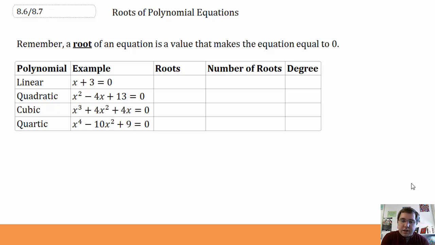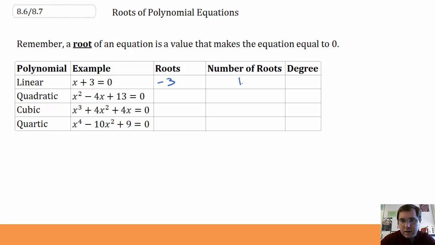Take the linear equation, x plus 3 equals 0. That's easy to solve. I just subtract 3 from both sides, and x equals negative 3. So the value for x that would make the equation equal to 0 is negative 3. Thus, the root is negative 3. How many roots are there? There's only one. I got no other solutions, and there are no other numbers that I could plug in for x that would make this equal to 0.